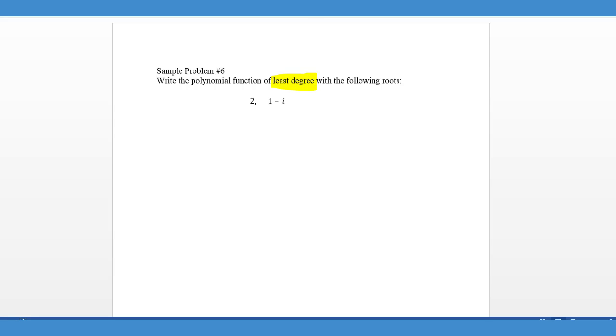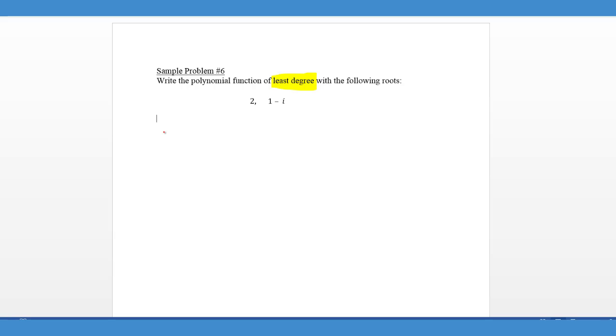because there's probably a ton of higher degree polynomial functions that have 2 and 1 minus i as a potential root. But what we want to do is write the smallest possible polynomial function that we can with those two roots in them. So we're going to move forward from here, and if you remember the conjugate pairs theorem, it said if we have one complex root, that we have to have the conjugate root as well. So that is extremely important that we understand that in writing this polynomial function.